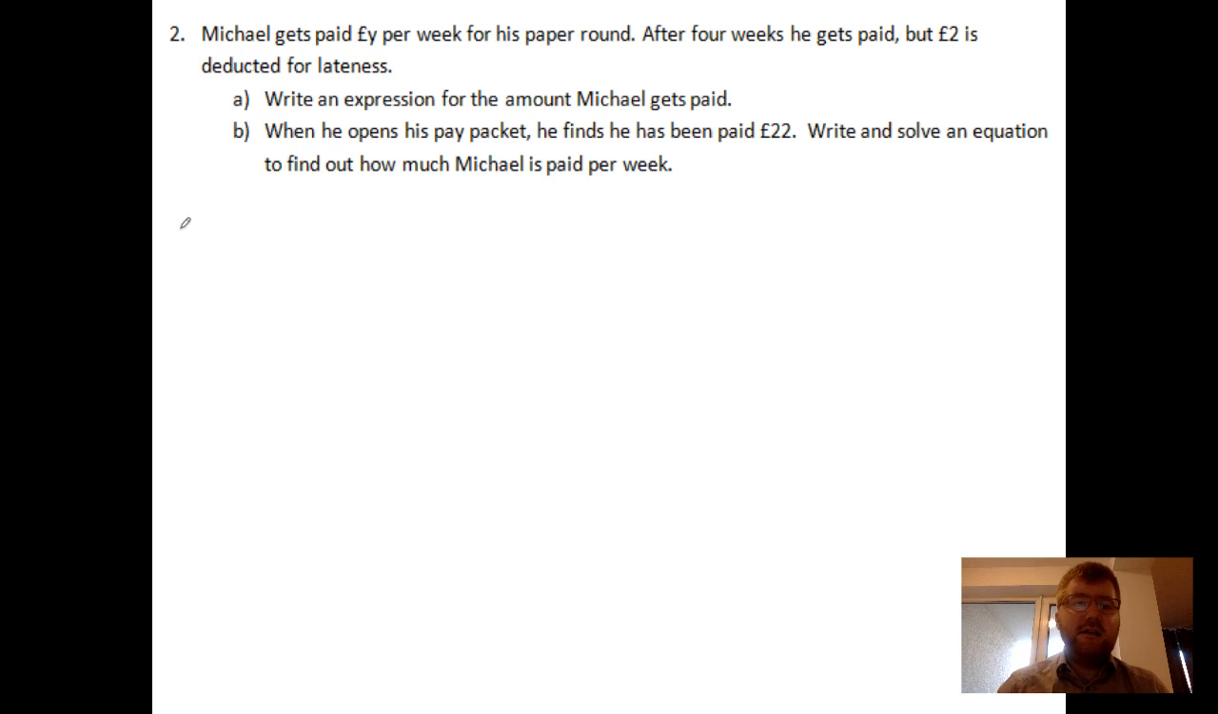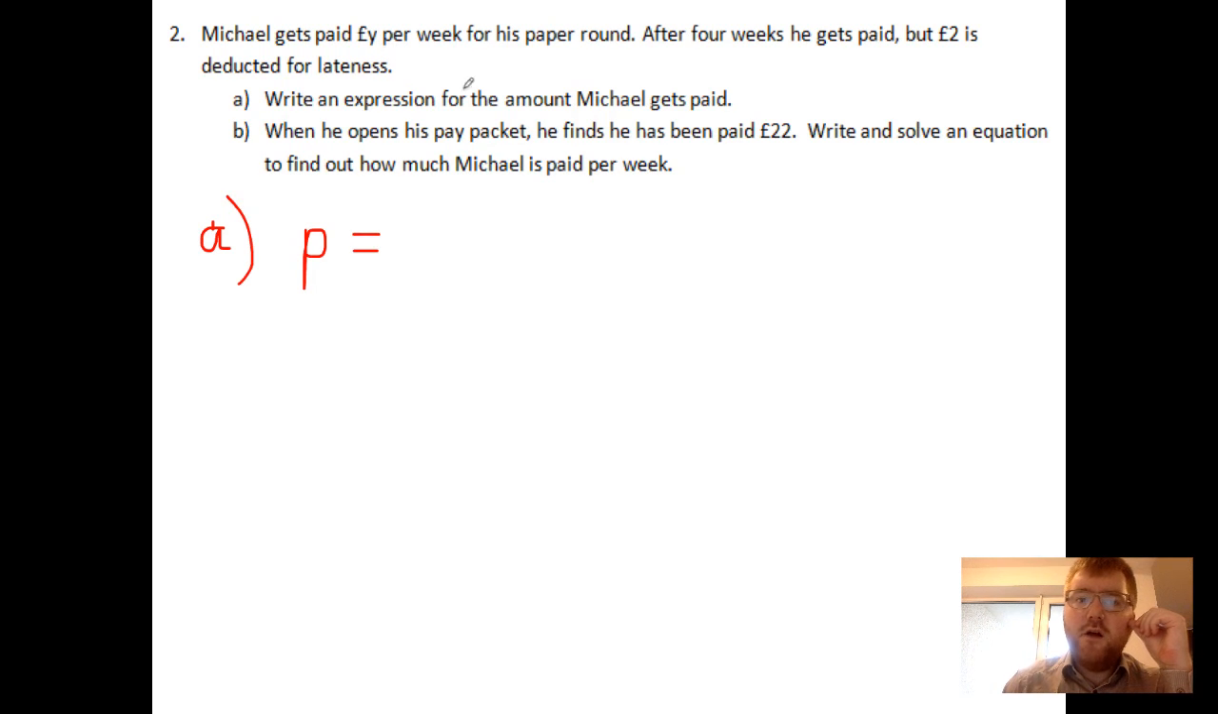Okay, so let's see if we can work this out. So I'm going to use P for getting paid, makes sense. P, pay packet. So P is equal to, let's work this out. So he gets paid Y pounds per week, and he works for 4 weeks. So if he got £5 for 1 week, then you get 5 times 4, £20 for 4 weeks. If we had Y is £3 a week, then after 4 weeks it'd be 12. So we're taking whatever this number is, Y, similar to our first question, and we multiply by 4, because it's 4 weeks.